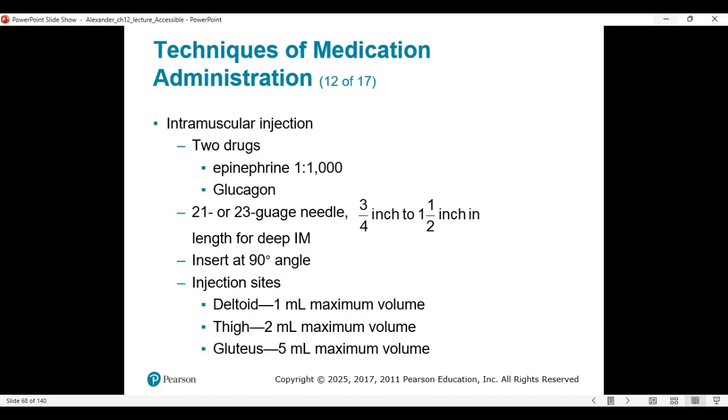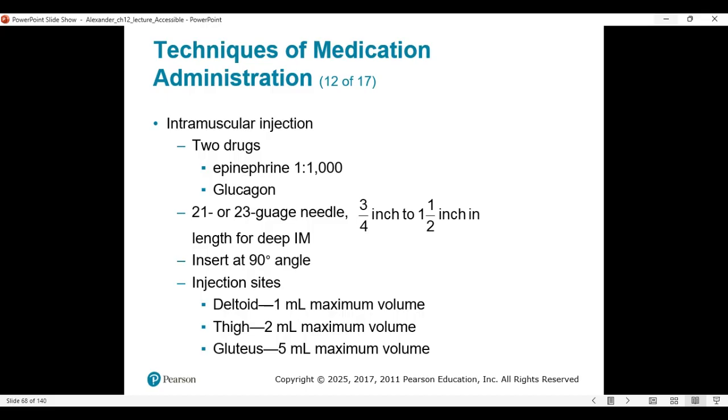Now, talking about intramuscular, two drugs that we mainly use for intramuscular are epinephrine 1 to 10,000 and glucagon when we can't get IV access. It'll be a 21 or 23 gauge needle, 3/4 to an inch and a half in length. We will insert it at a 90-degree angle.